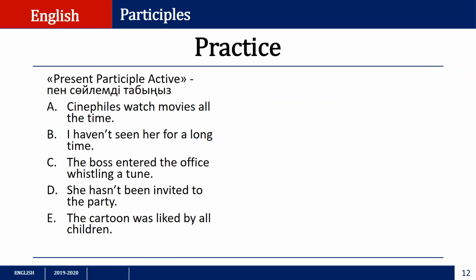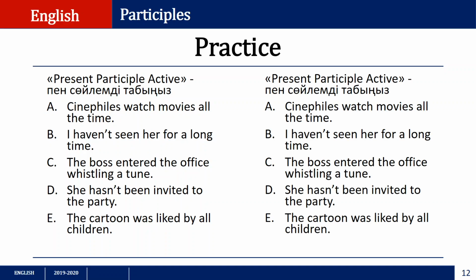Now you should find the sentence which has present participle active. Let's look at them. Variant A: Cinephiles watch movies all the time. There is no present participle. There is no verb with ing. I haven't seen her for a long time. There is no verb with ing.